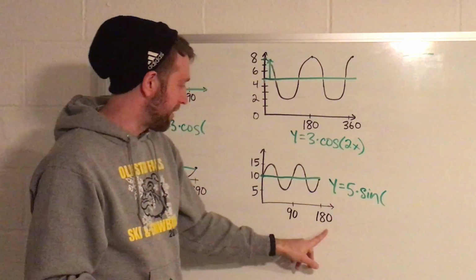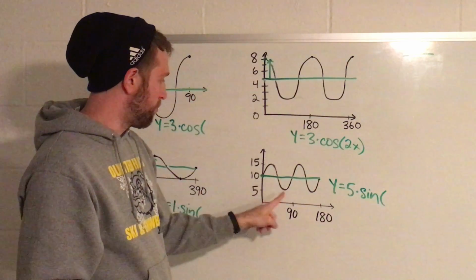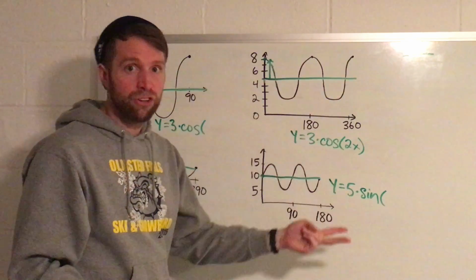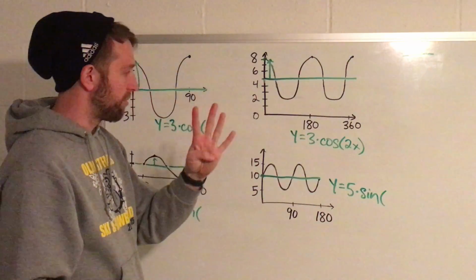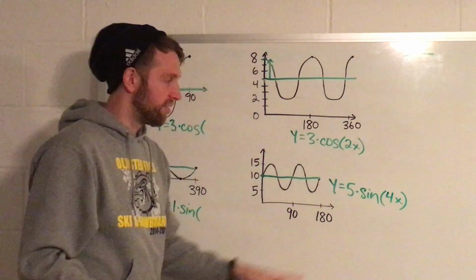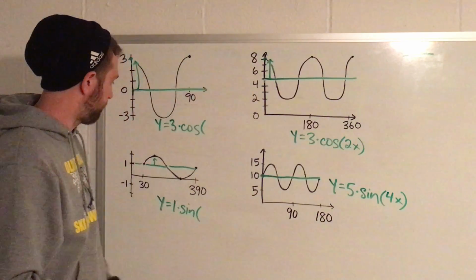How many waves happen by 360? Oh, we don't have 360, that's all right. We know that 2 waves happen by 180. We're going to have another 2 for the next 180, so it's going to be 4 times. The sine wave is going to happen 4 times by 360 degrees.